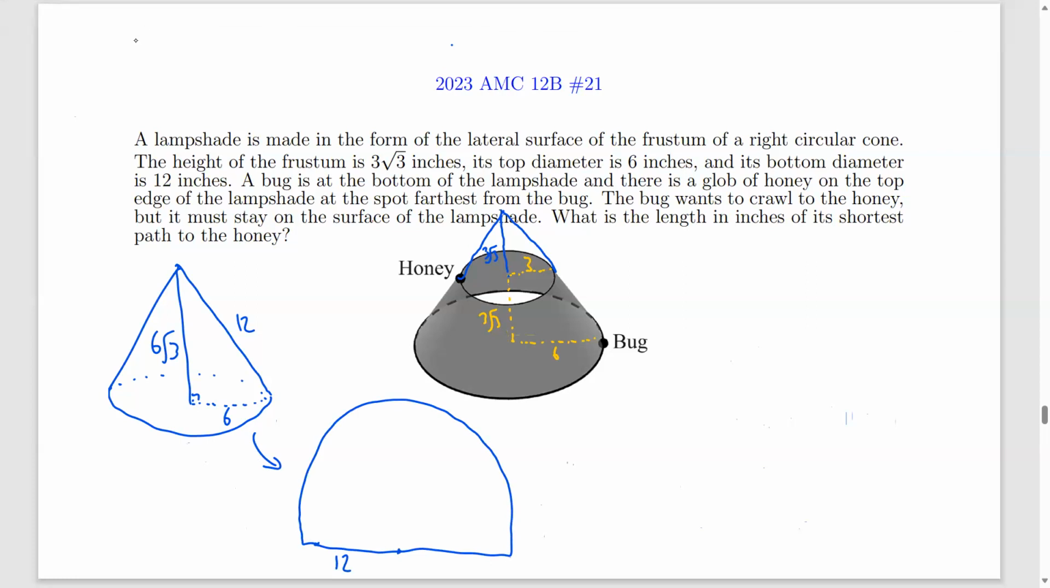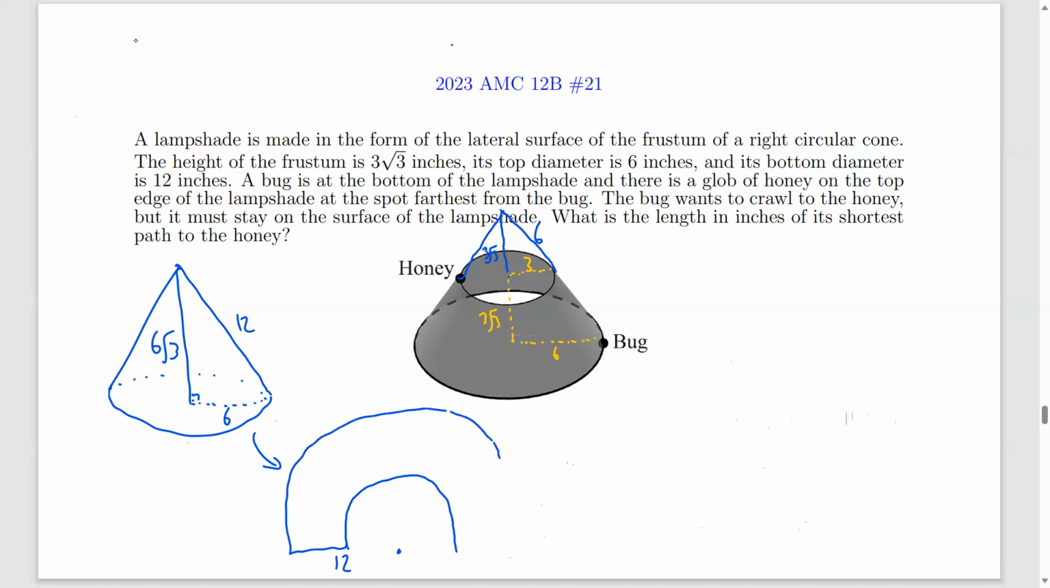Now, keeping in mind that we have to exclude the top cone of base radius 3, the surface is actually going to look like this, where we exclude the innermost semicircle of radius 6. So something like this. Now we need to figure out where the bug and the honey are on this semicircular annulus shape.